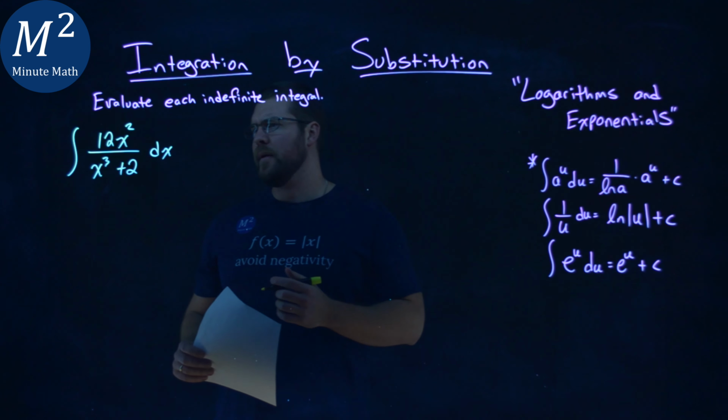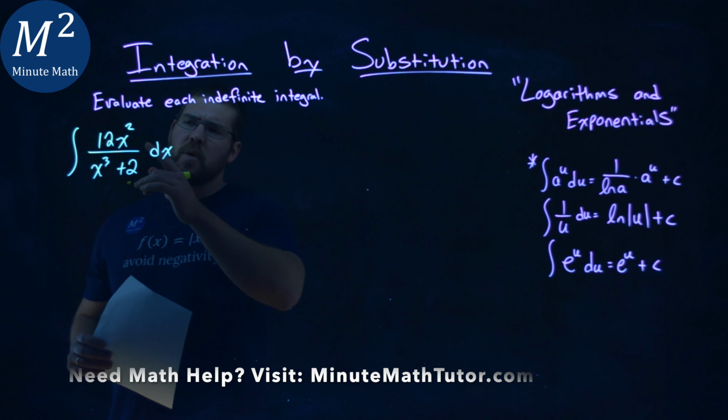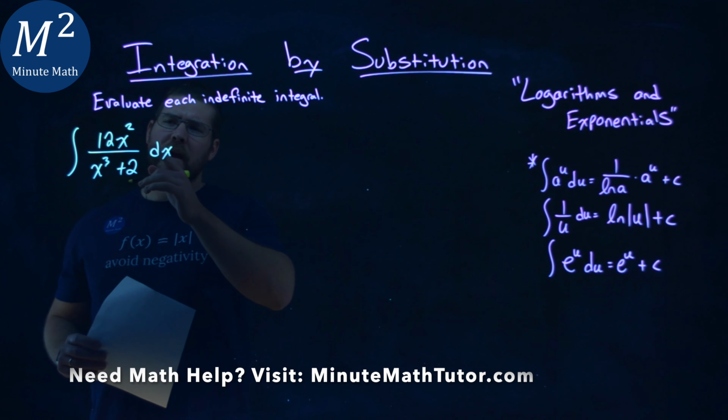We're given this problem right here, the integral of 12x to the second power over x cubed plus 2 dx, and we have to evaluate this indefinite integral. The first thing is I want to find a u value here, and I'm going to set my u value to be the denominator, x to the third plus 2. Okay? Now, let's go find the du.